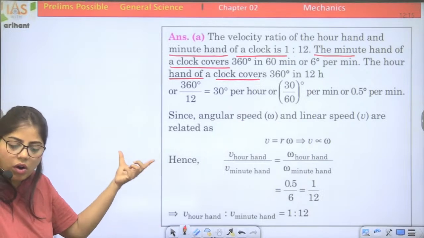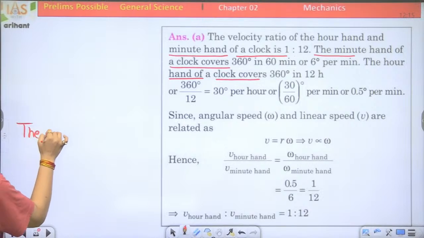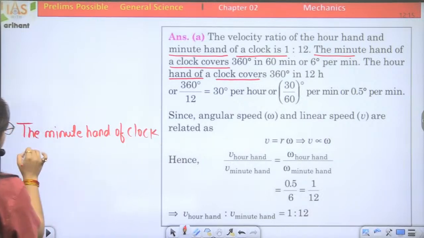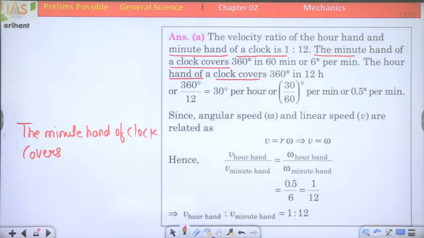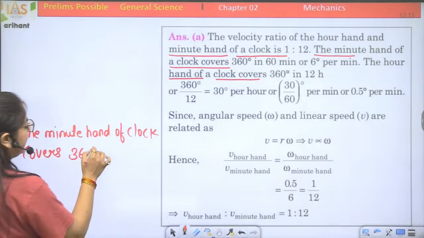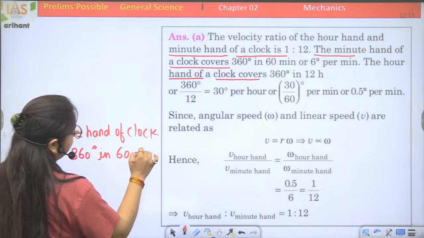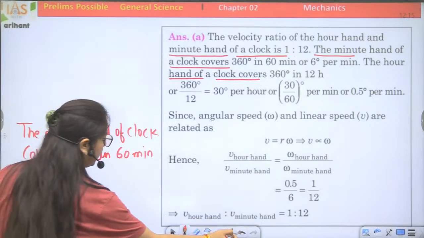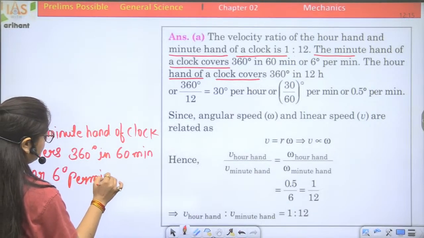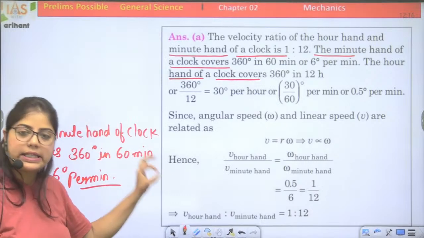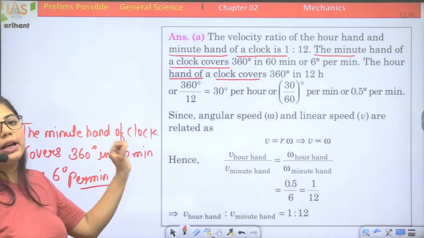The minute hand of a clock covers 360 degrees in 60 minutes, or 6 degrees per minute. The hour hand of a clock covers 30 degrees in 60 minutes, or 0.5 degrees per minute.